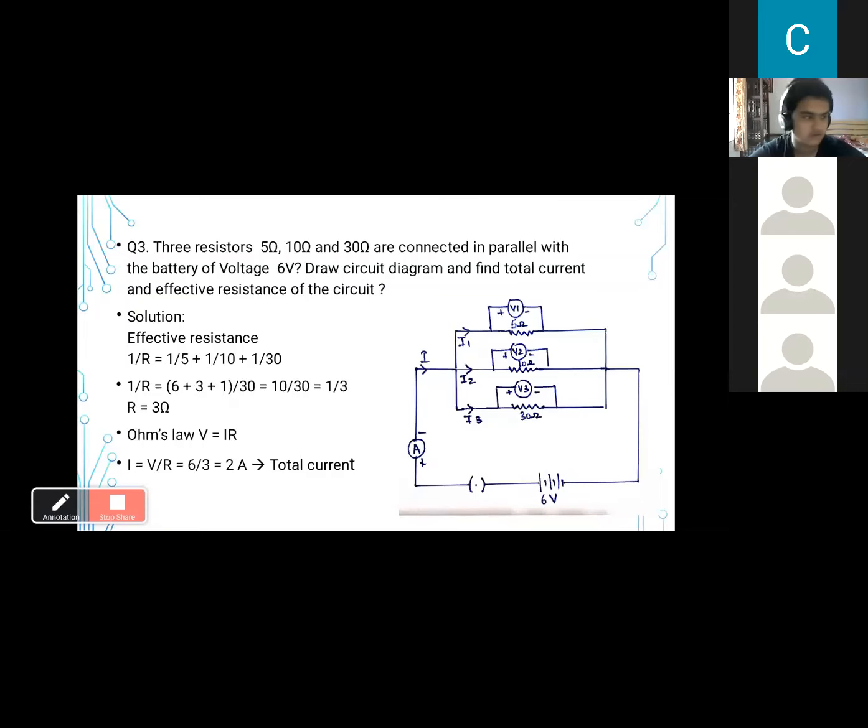Because in Ohm's law, we studied that V is proportional to current, and we have added the proportionality constant R. If R is changing, obviously V will change or I will change. One of the variables will change.